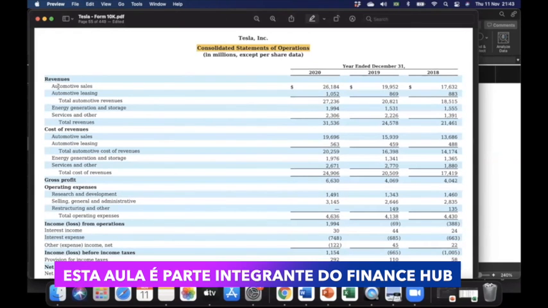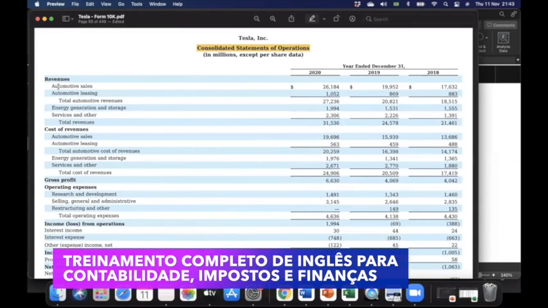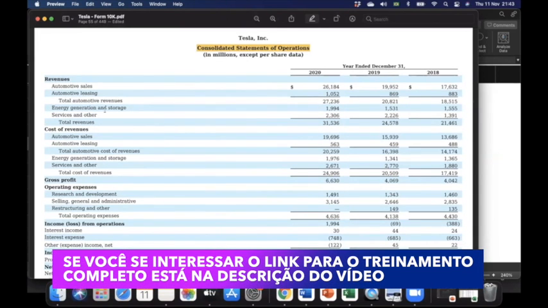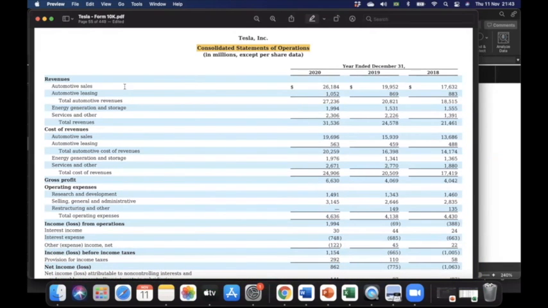So revenues. Remember that in the beginning, I showed you that they split in two groups here, automotive and energy generation. So we have here automotive sales and automotive leasing. We have the total automotive revenues. So you can see that the number is constantly increasing as well. They sold 18 billion in 2018, 20 billion in 2019, and 27 billion in 2020. So even with COVID, they managed to increase a lot their sales in 2020.